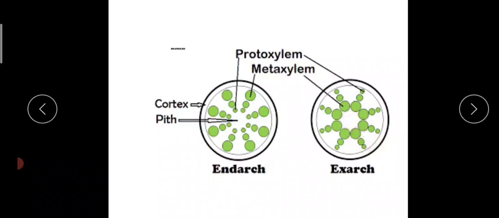While in case of mesarch, the growth can be both centripetal and centrifugal. So protoxylem will be surrounded by metaxylem. That type of arrangement is named mesarch arrangement. So this is all about different types of xylem arrangements. Now we are finished with the xylem component. From the next class onwards, we'll be moving on to the second type of complex tissue, which is phloem.